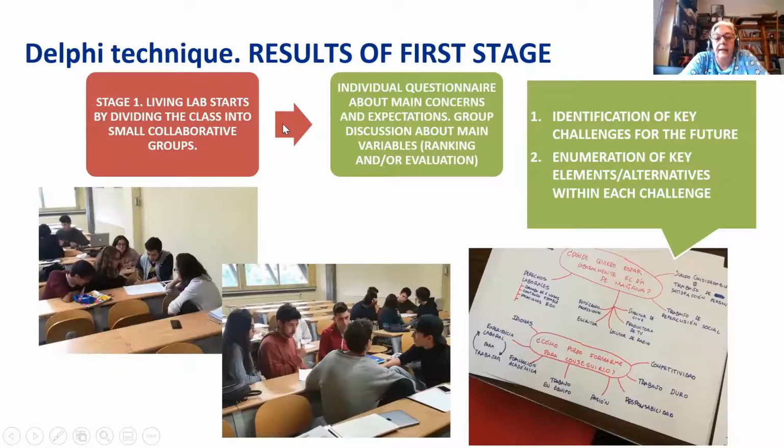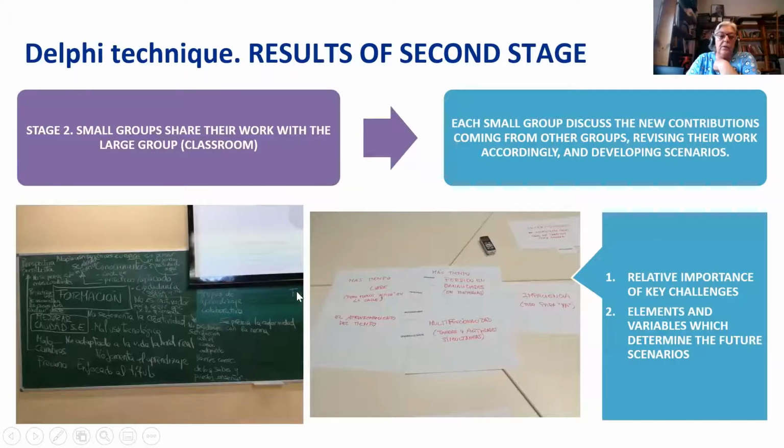Well, here are some of the materials they produced, identifying the challenges, and this means where I want to be in the next future. Here you have how I acquire the capabilities to do that. So they work in small groups, then share with the big group.